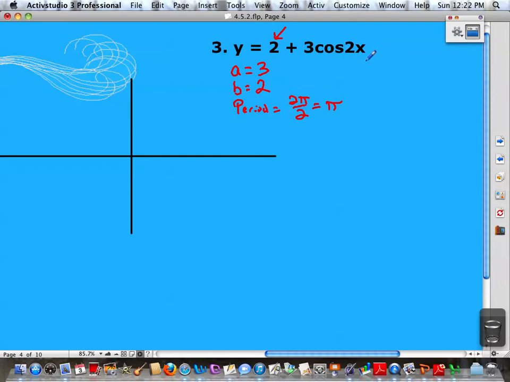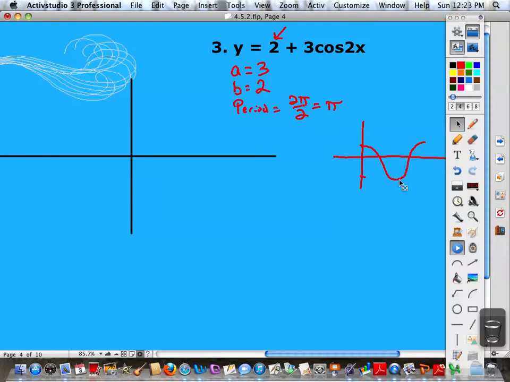But I do have this random 2 out in front, this constant. Well, if the thing being done to x is shifting the graph left and right, then the constant out here in the front is shifting the graph up and down. So rather than having that cosine going from 1 to negative 1, that positive 2 out in front is going to take the whole graph and slide it up 2 units.